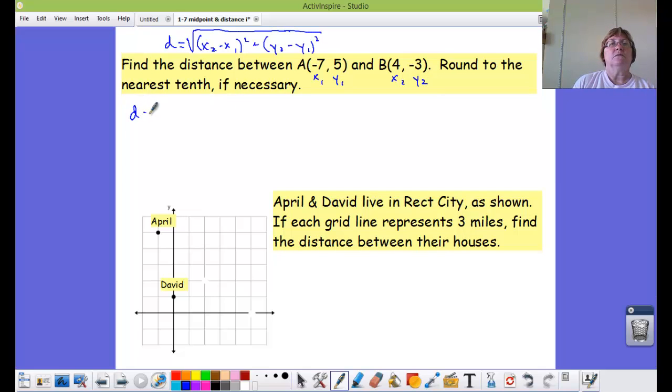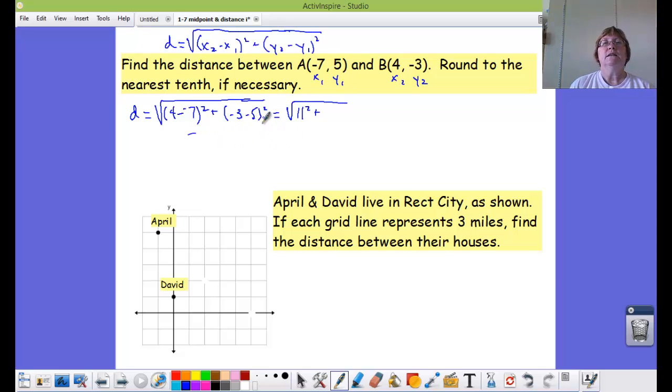So, plugging into the formula, x2 is 4, x1 is negative 7, 4 minus a negative 7. The formula calls for squaring. You add to that, and I'll do the arithmetic in a minute. Now it's y2 minus y1. That's negative 3 minus 5, quantity squared. We have to do a little work here. 4 minus negative 7 is 11. Minus a minus is like adding. And you have to do the subtracting in here before you do the squaring. Negative 3 minus 5 is negative 8, and that'll be squared.